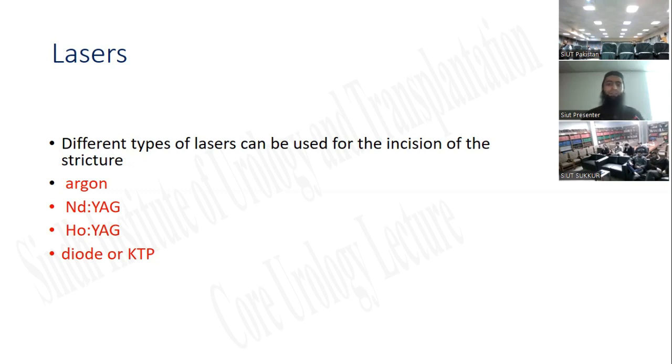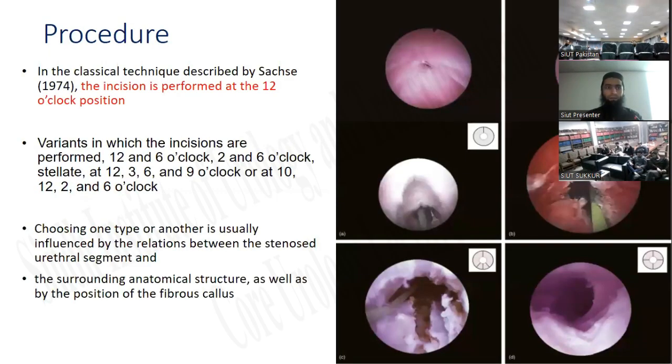The different types of lasers we can use for the incision of the stricture are argon laser, ND-YAG, Holmium-YAG laser, or KTP lasers. DVIU is a classical technique described by Sachse in 1974. The incision is performed at the 12 o'clock position. There are variants in which the incisions are performed at 12 and 6.